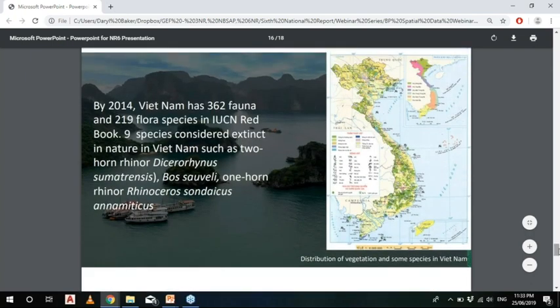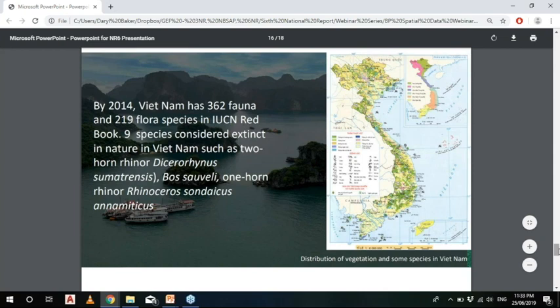So the spatial data also support us to show the extinction of some species in Vietnam recently, for example, 9 species.